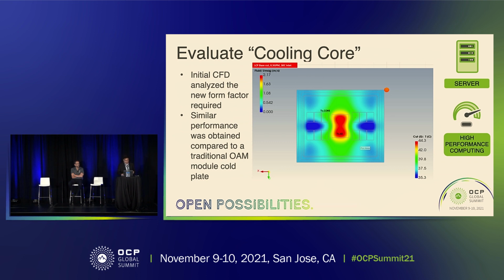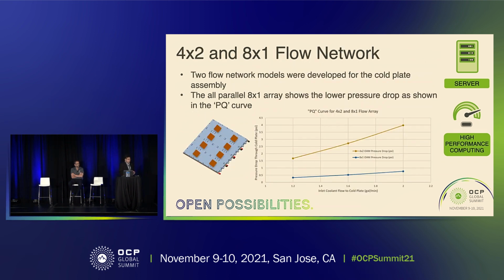So that was very beneficial. The next approach is to say, what is the flow routing? So we looked at a 4x2 and an 8x1 matrix, which is similar work we've done with the OAI group. And what this allows us to do is to say, how are we going to route the fluid through this array of chips? And you can see that the blue graph is the 8x1.